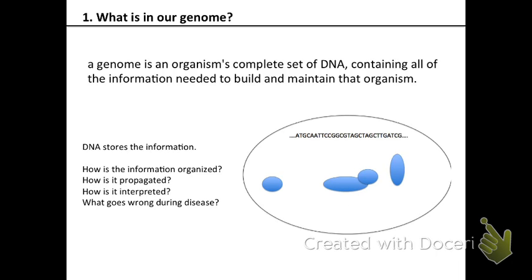Some of the questions that we molecular biologists and genomicists ask are: how is this information organized? How is it propagated? Propagation would be replication, right, and the division. How is it interpreted, right? We're going to talk a lot about transcription, because that's the way this information is interpreted. And then we're going to talk just a bit about what goes wrong during disease, because disease happens if one of these processes doesn't occur normally, okay?